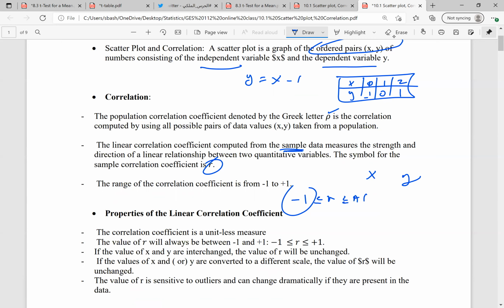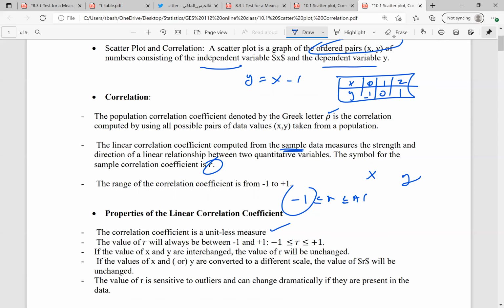We have some properties for the linear correlation coefficient. The correlation coefficient is a unitless measure. There is no unit for this one. It is not centimeter, it is not kilogram, it is not distance units. The value of r will always be between -1 and +1. We said -1 is negative correlation, +1 is positive correlation. If the values of x and y are interchanged, the value of r will be unchanged. If we reverse the order between x and y, r will be the same. There is no change for r.